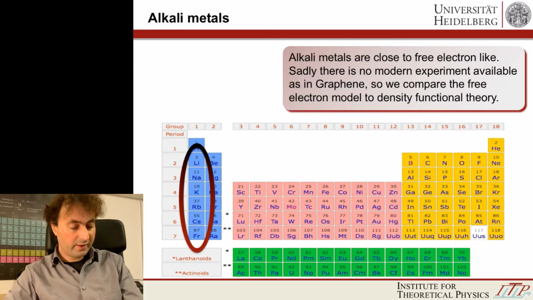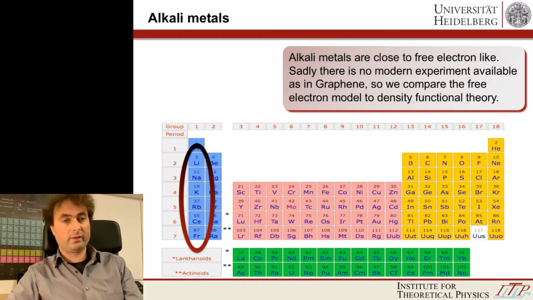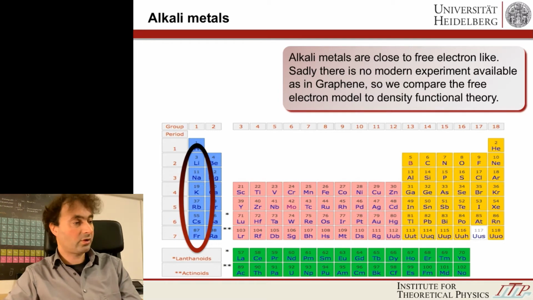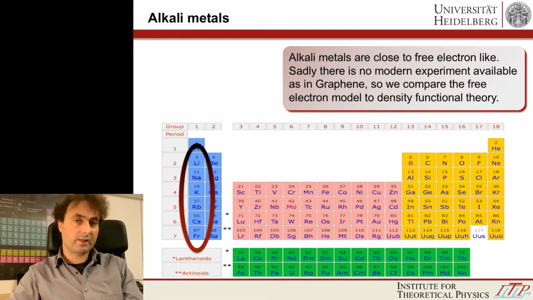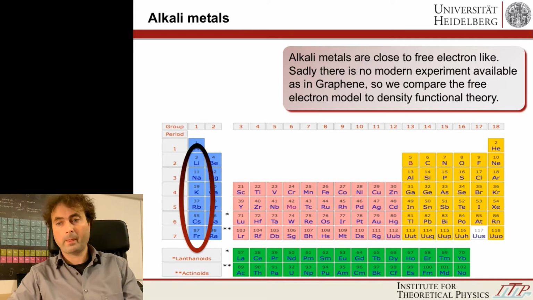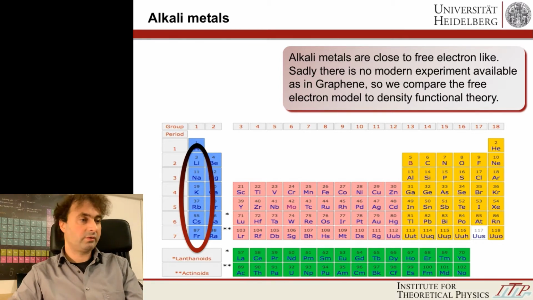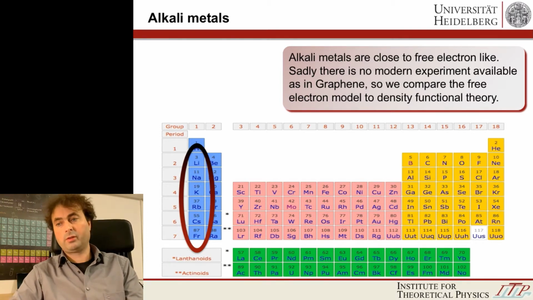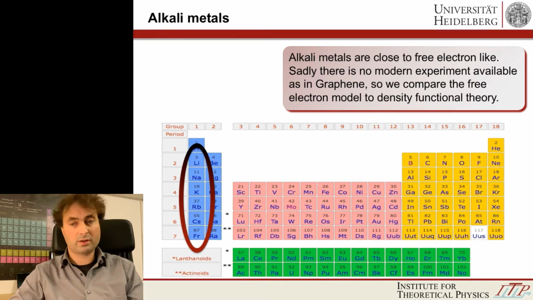Now, for graphene, we were able to compare the free electron band structures to an experiment, and we saw that that worked really well. We also saw that with the use of density functional theory, we were able to predict basically the electronic structure of graphene. For the alkali metals, there are no modern band structures available, and old measurements out of the 60s and 70s only measure a few K points.